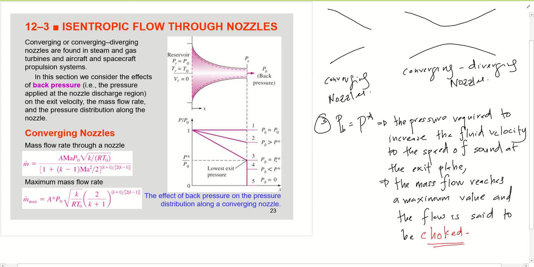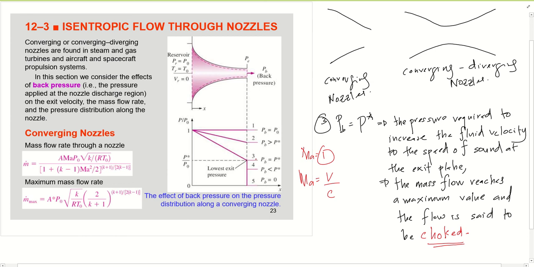Remember that at P critical, the Mach number is equal to 1. Mach number is velocity divided by the speed of sound. That's why the critical pressure is defined as the pressure required to increase the fluid velocity to the speed of sound at the exit plane, so V equals C and the Mach number is equal to 1. At this stage, the mass flow reaches a maximum value, and the flow is said to be choked.